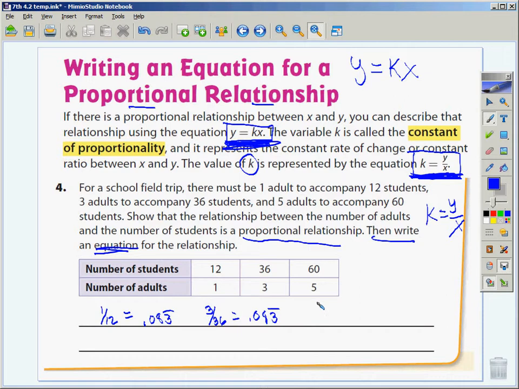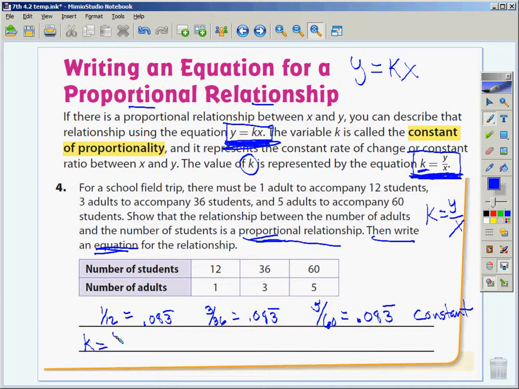What's the next one I'm going to write down? 5 over 60. When I divide it, it's going to be 0.083 repeating. It is what? Because this stayed constant. Okay? It stayed constant. The constant of proportionality is K.